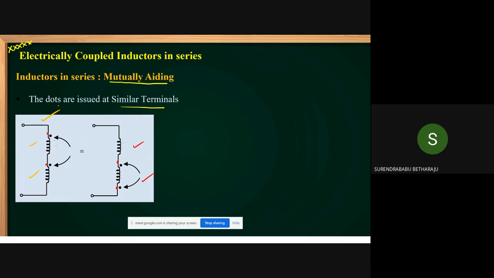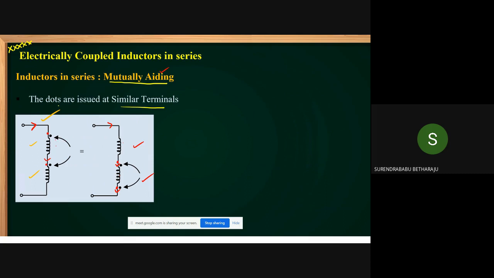Or you can also analyze with respect to current directions. For example, I am taking this as the direction of the current. For this coil, current enters at this dot, and for this coil also current enters at the dot. Now take the current direction the other way. For this coil, current is leaving at this dot, and for this coil, current is leaving at this dot. That's why if the current enters at both the dots, or if the current leaves at both the dots, then also it is a which one? Aiding connection. Clear, friends?